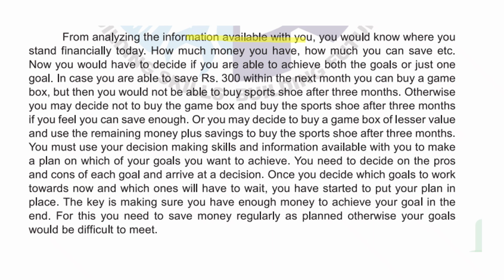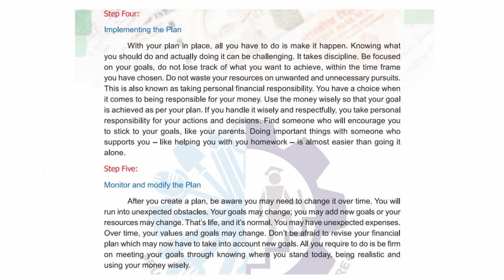Now you would have to decide if you are able to achieve both goals or just one goal. In case you're able to save 300 rupees within the next month, you can buy a game box, but then you won't be able to buy sport shoes after 3 months. ठीक है? So basically this is the only thing. And why do we face difficulty here? Just because हमें नहीं पता how are we going to make our plan.